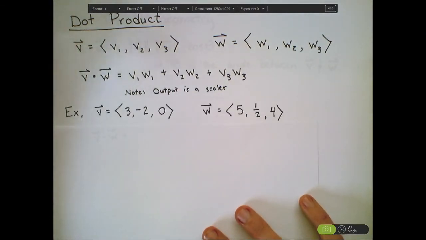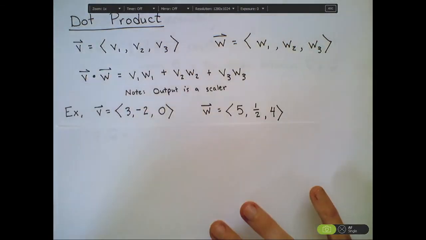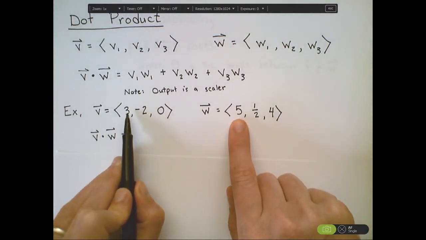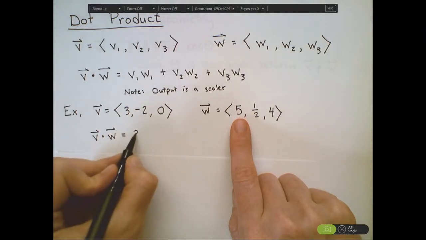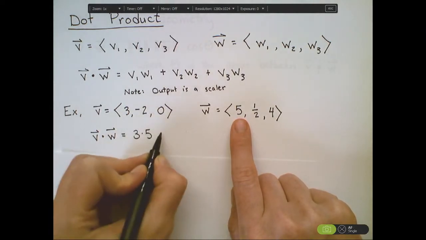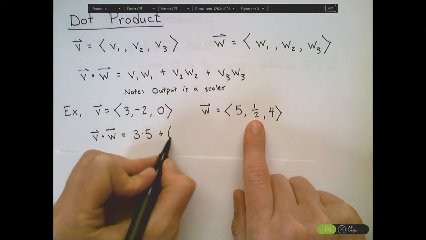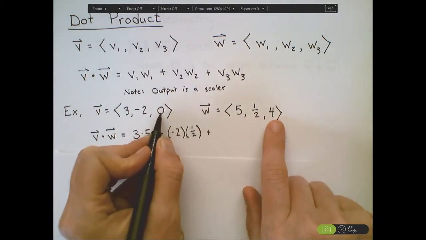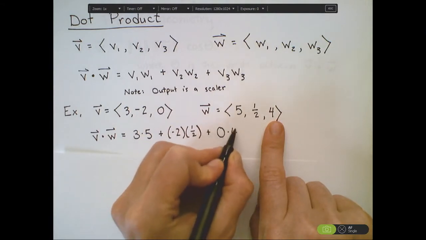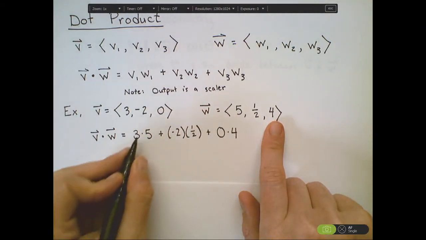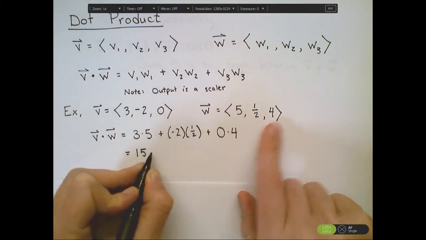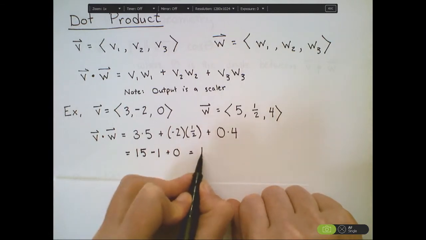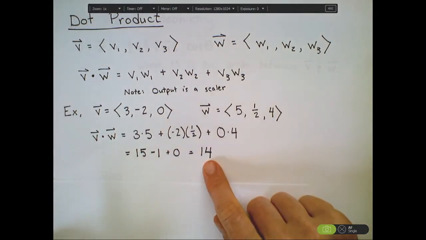So, for example, what does this operation look like? This looks pretty complicated. It's much easier than that in practice. So I'm going to look at the first components. Here I have a 3 and here I have a 5. So I look at 3 times 5, and then I'm going to add to that negative 2 times a half. And then I'm going to add to that 0 times 4. So what do I get out? I get 3 times 5, which is 15, minus 1, plus 0, which in this case is 14. So that's the dot product of these two things.